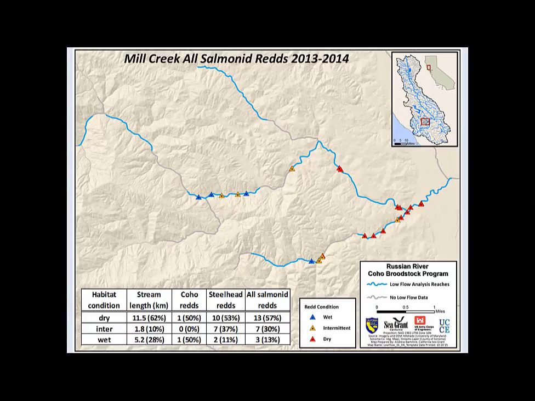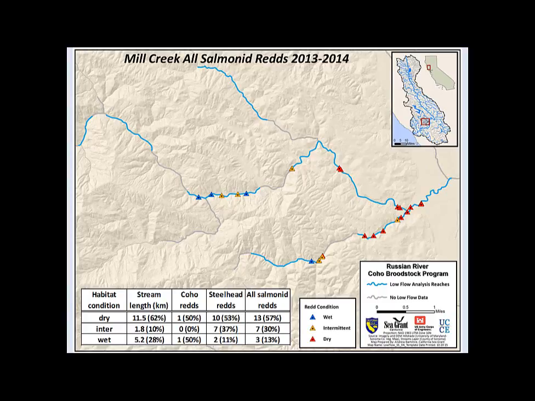And it was even higher the following year. Almost 70% of the redds were in places that were dry. And so unless the juveniles were able to move into places that remained wet, those fish had a very low chance of surviving. And this is kind of the same idea, but it's comparing with our snorkeling surveys.